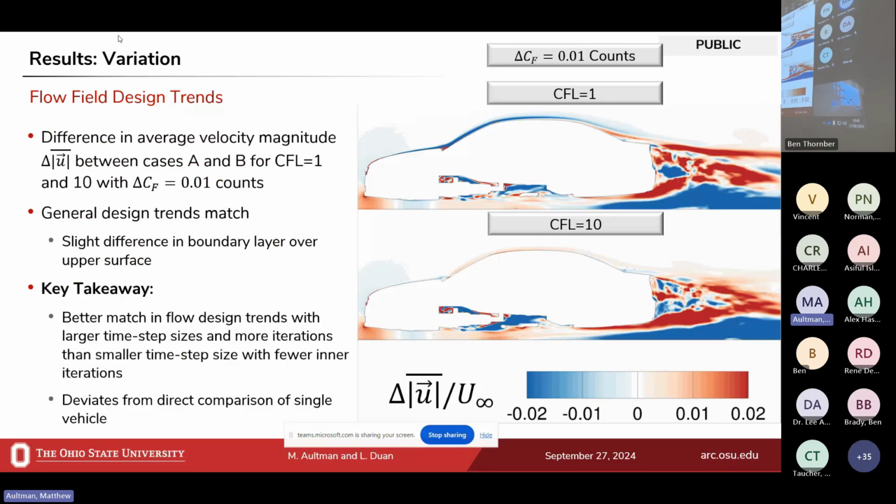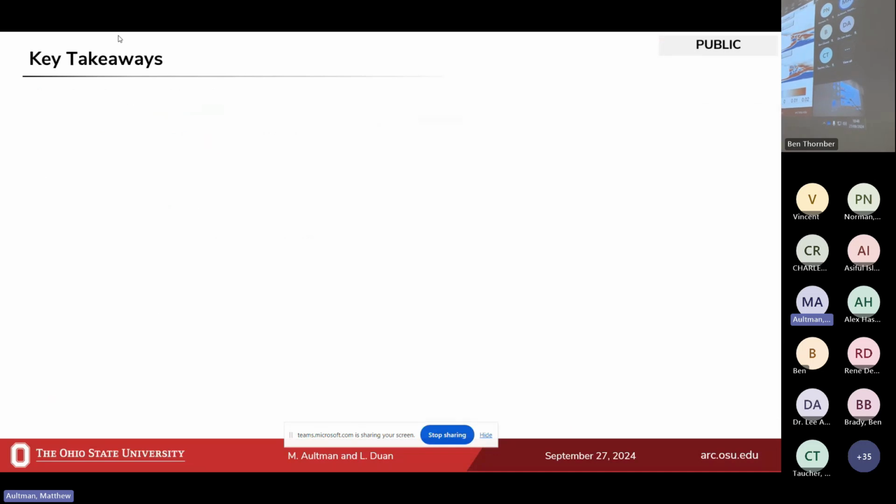So our key takeaway, we do get a better match in flow design trends with larger time step sizes and more inner iterations than a smaller time step size with fewer iterations. So that deviates when we're going through and considering a direct comparison of just a singular vehicle.